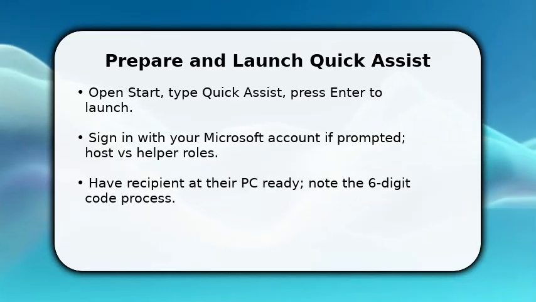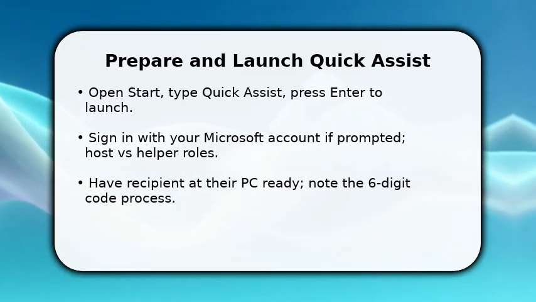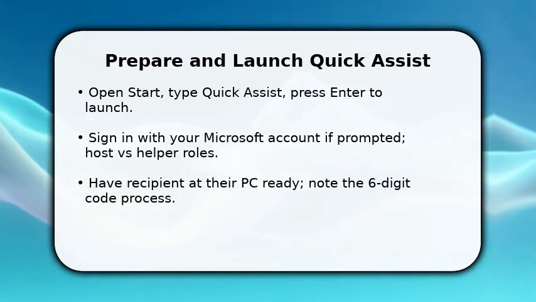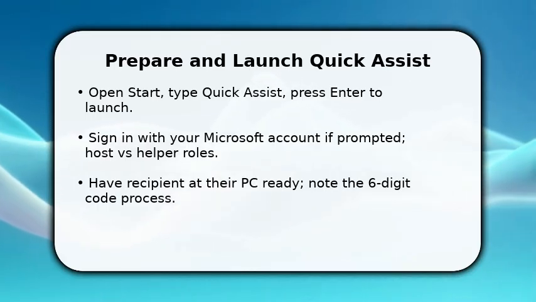You start by opening Quick Assist right away. There's no extra setup. Sign in with your Microsoft account so you can generate or receive a security code. Once done, choose whether you will give assistance or get assistance and tell the recipient to have their PC available. Make sure they can read the screen aloud.